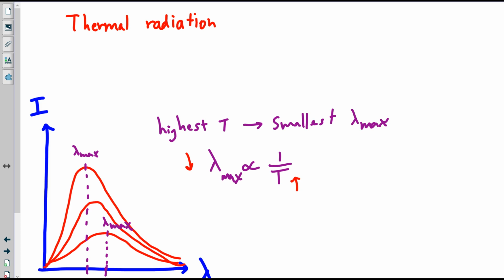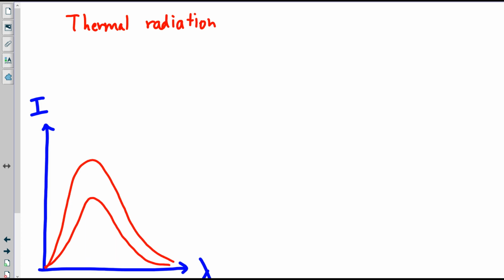What if I showed you this type of graph, and I asked which object, A or B, is at a higher temperature? This is a trick question. You can see from the graph that they have the same peak wavelength. They both emit this x value most intensely. And so they're at the same temperature.